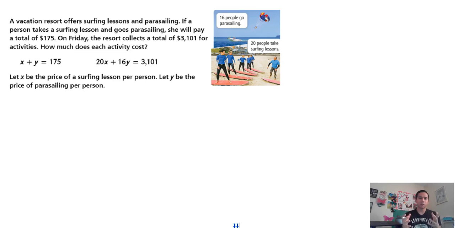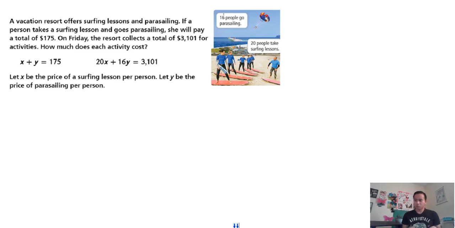So there are two activities there. We have your surfing lesson and parasailing. And it was given as x plus y is equal to 175, and then 20x plus 16y is equal to 3,101. Where did you get your 20 and 16? It's here on the picture. So 16 people go parasailing and 20 people will take surfing lessons. Let x be the price of the surfing lesson per person, and let y be the price of parasailing per person.